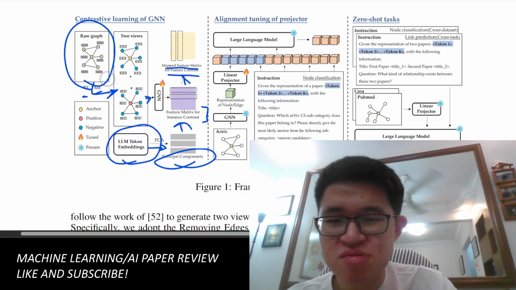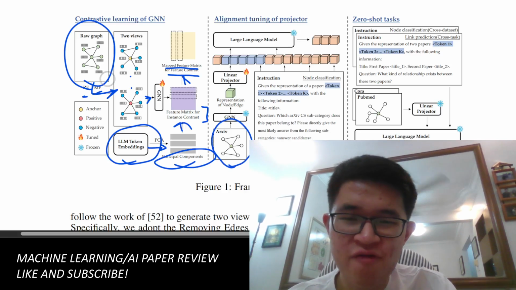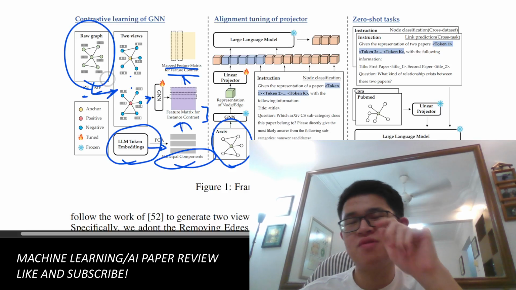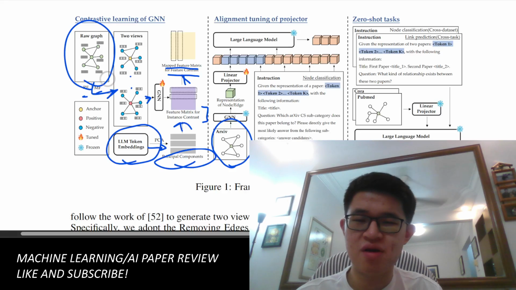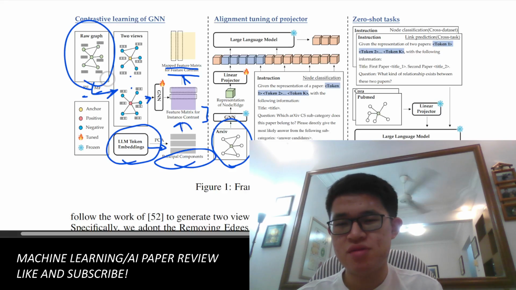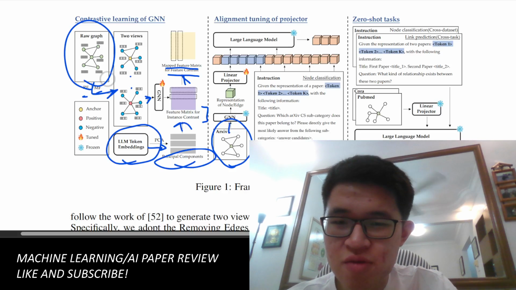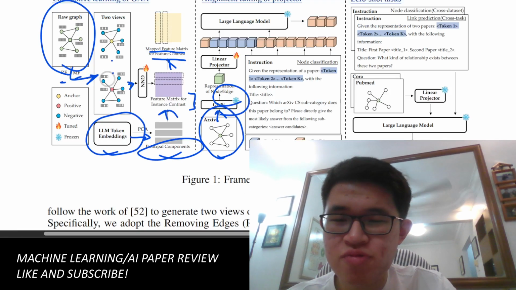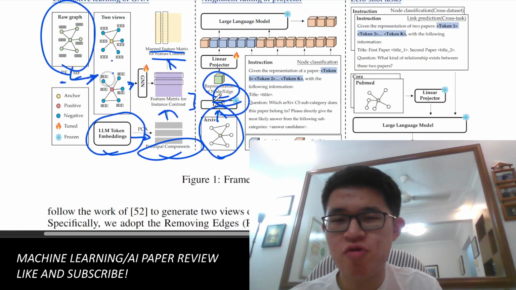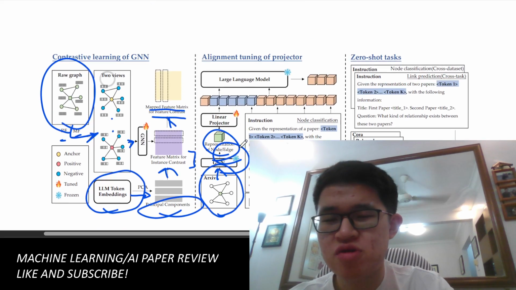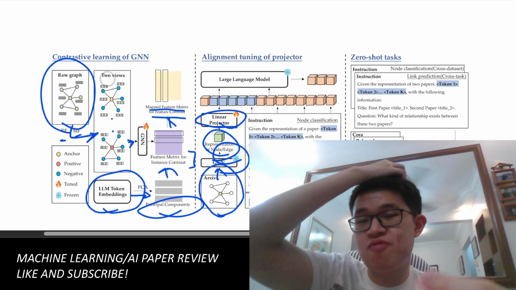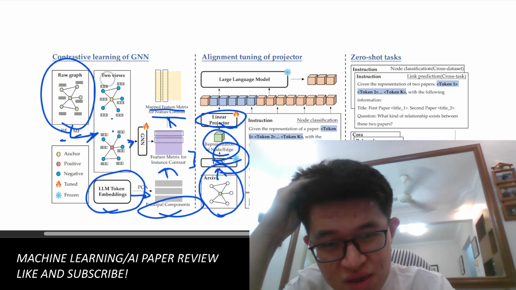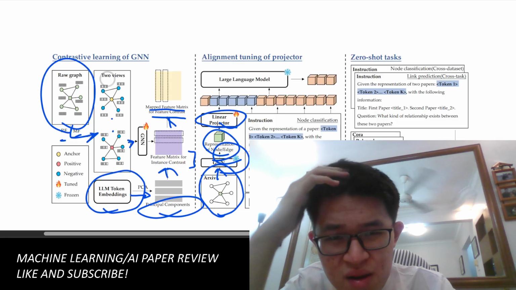So for the next one, we have some kind of graph topology, probably from the arXiv graph dataset. We feed the graph into the GNN to get some kind of node or edge representation, which you then feed into this linear projector to make it align with the text embeddings.